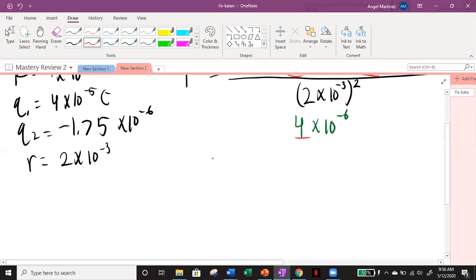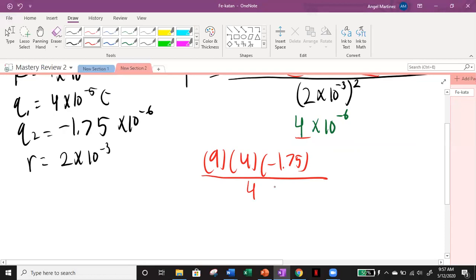So we have 9 times 4 times negative 1.75 divided by 4. I just multiplied across and then divided by 4. So 9 times 4 times negative 1.75 divided by 4. You just use a calculator. You should have got negative 15.75.